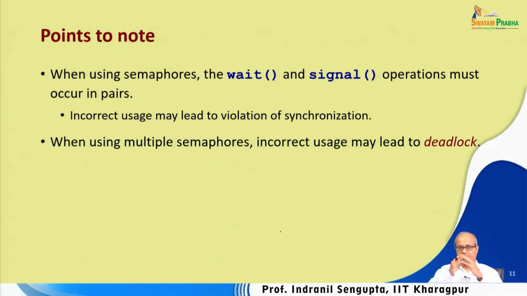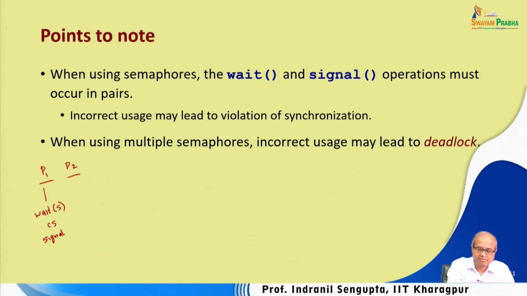Now, the point to note is that when you are using semaphores, typically the wait and signal operations must occur in pairs. What do I mean by that? Let us say there are two processes P1 and P2. If you think of the critical section problem, before entering the critical section, you call wait, then you have the critical section here, and after coming out you have signal. The same will be true for P2. Before entering its critical section, it will do a wait, it will enter the critical section, and it will come out.